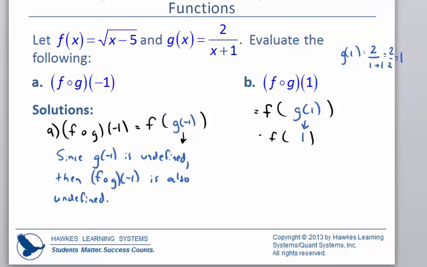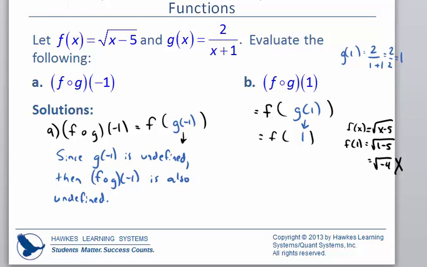And then we're going to be left with finding f of 1. So we'll do the same thing. We'll go to function f, and we'll say, okay, function f is the square root of x minus 5. So when I go to evaluate f of 1, I'm going to plug in a 1 for the x, and I'm going to end up with the square root of -4, which we know is a problem. That is undefined. So if you can't evaluate f of 1 because it's undefined, then the entire problem is going to be undefined as well.